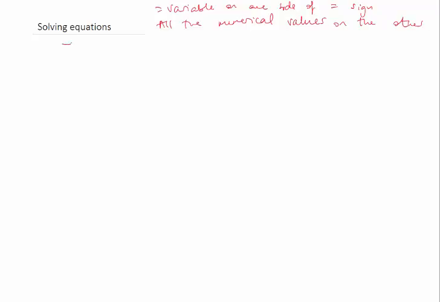And how do you do that? You do that by doing the same thing to both sides of the equation to try and work through that and get it on its own. Do the same to both sides of the equation, and you do that while remembering the order of operations.